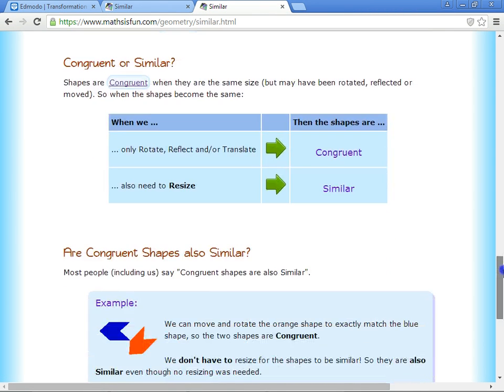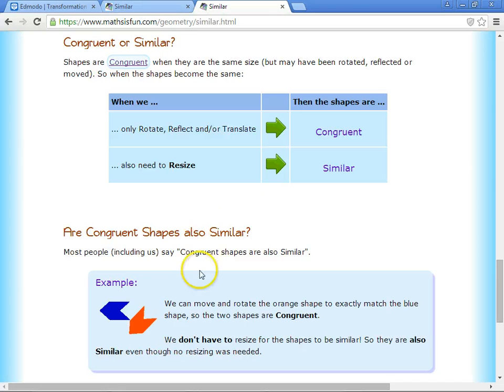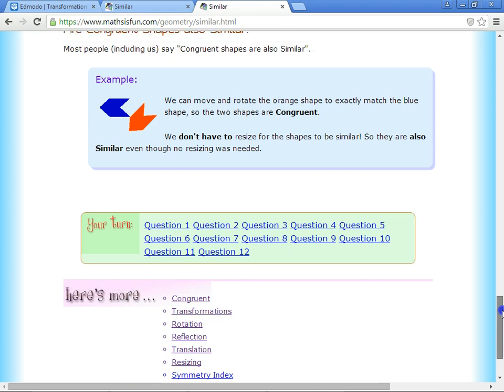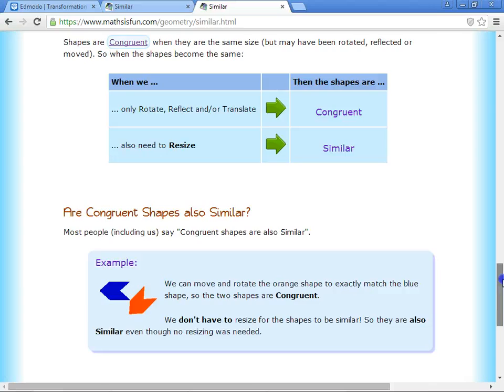I ask my students all the time, are congruent shapes similar? Well, yeah, I guess they are, because if you took a congruent shape and multiplied it by a scale factor of 1, you would have the same shape, and they would be said to be similar. The Math is Fun page always wraps up with a nice, in this case, a nice comprehensive 12-question quiz that can test your knowledge of similarity and review some of the ideas of congruence.